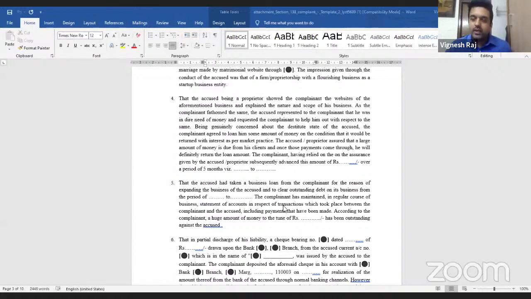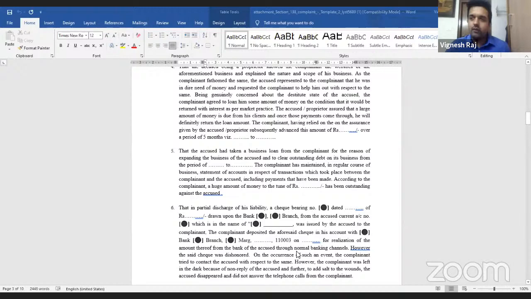And you need to state the particulars of the check, that is the check number, the date, and upon which bank it was drawn, and the branch as well, and before which bank you went and tried to realize the amount. More often than not, you will state the bank name and the branch of the place where you presented the check for realization, and exactly what the memo was that the bank had given you, stating that the amounts as stated in the check cannot be realized, and the reasoning for the same.